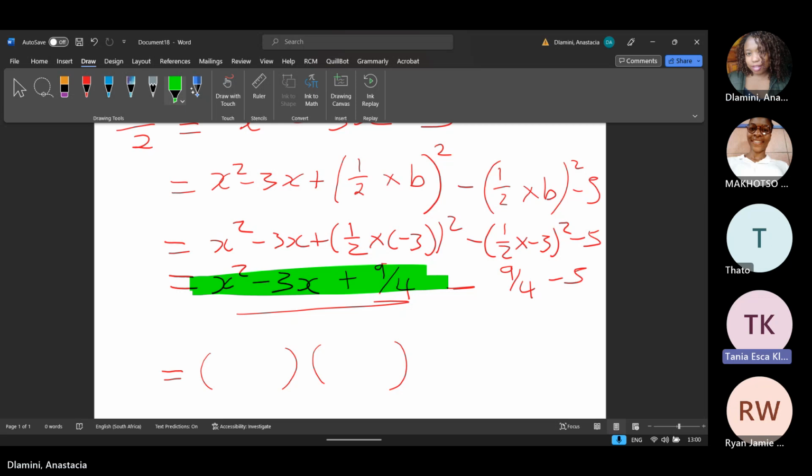Okay. So now, Makot, tell me, what do I do? Where do I take? You take a half, ma'am, multiply by our b. Our b is negative. Yes. Where do I put it? You put it in the brackets, ma'am. x minus 3/2. In this bracket, what do I do? You put x minus 3/2.